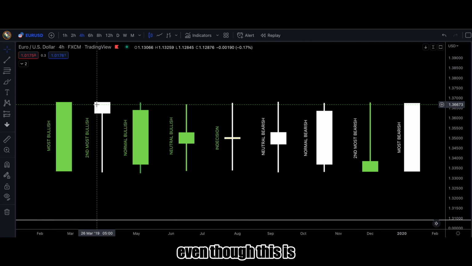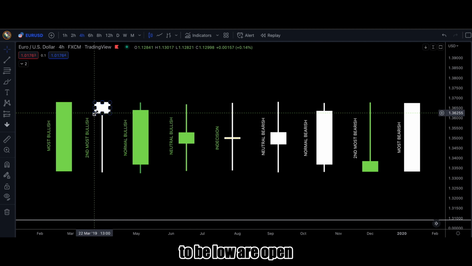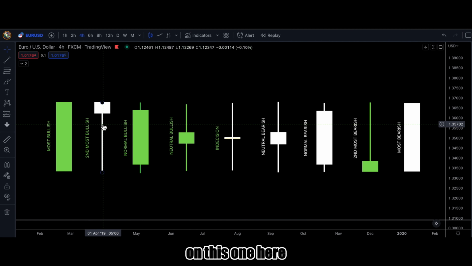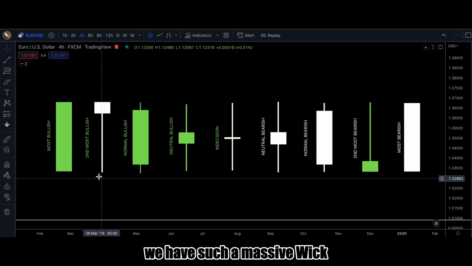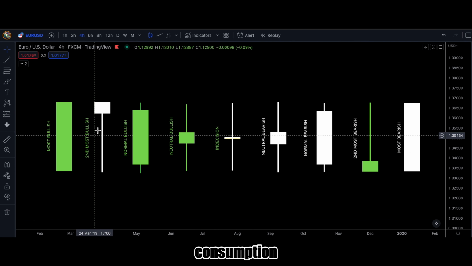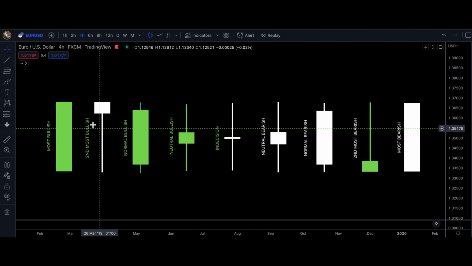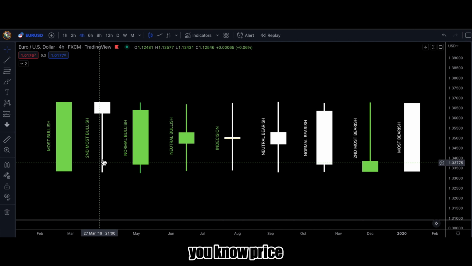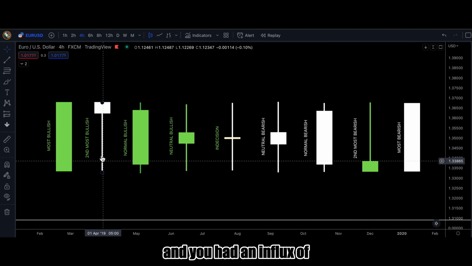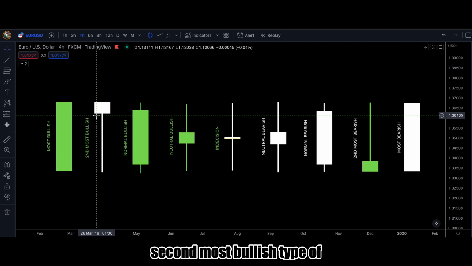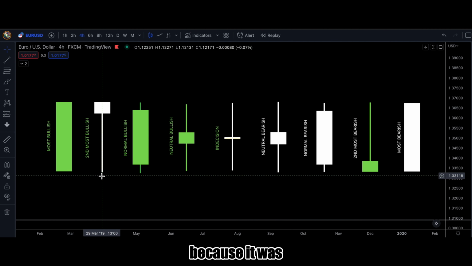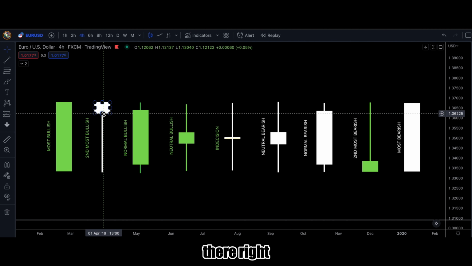Now, even though price closed below our open on this one here, we have such a massive wick and what we call order consumption, which we'll get to in further modules, that price was just rejected down here and you had an influx of buyers coming in. That is the second most bullish type of candlestick because it was almost all buying pressure there, right?